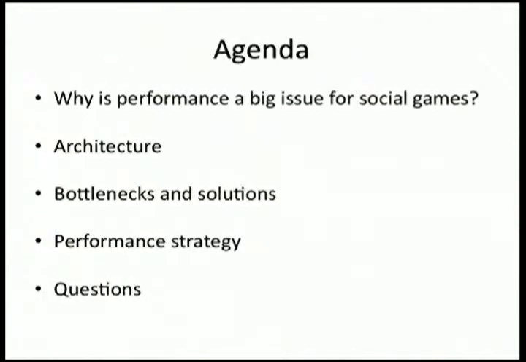This is the agenda for my talk. Why is performance a big issue for social games? I'll go over a high-level architecture of social games, like how they actually work and what are the modules that we use, what are the main bottlenecks for social games, and then how we fix them. Some of the lessons we learned, I'll just share some of the performance strategies that we learned, and finally I'll open up for questions.